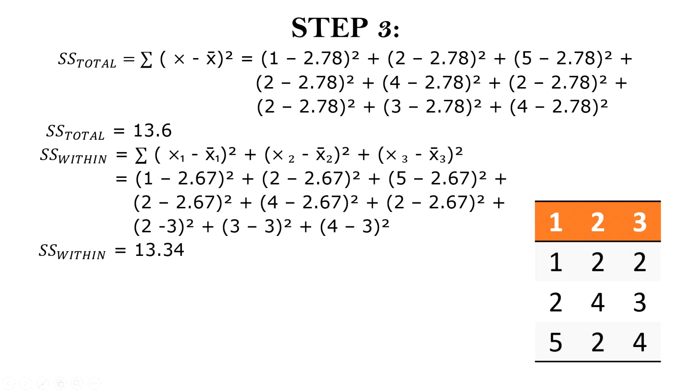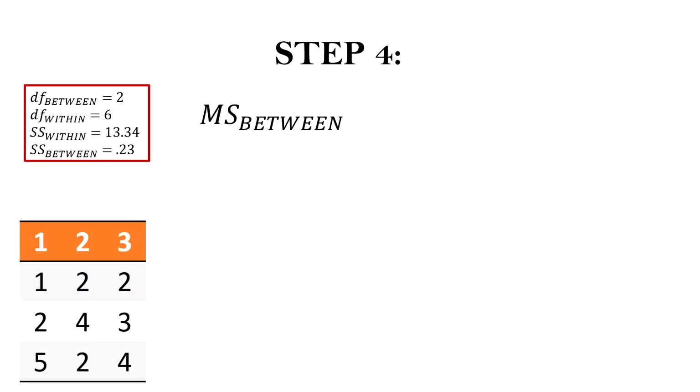After we get the SS total and SS within, we have the SS between. To get it, we just subtract SS within from SS total, which is 13.6 minus 13.3. We will have 0.13.